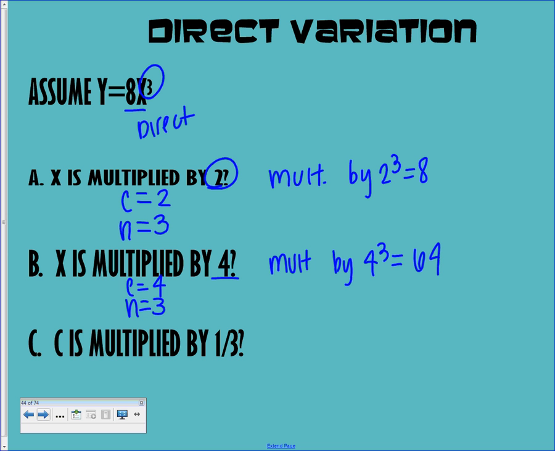Now I have c is multiplied by 1/3, so I'm going to say my change is 1/3. My n is still 4. It's still a direct one, so my answer is going to be multiplied by 1/3 to the 4th power, which happens to be 1/81. Okay, that's an example of the direct.